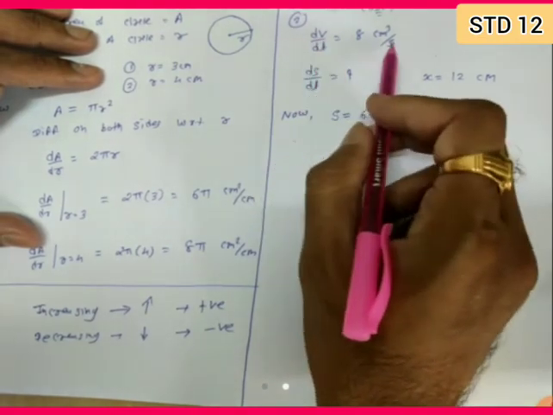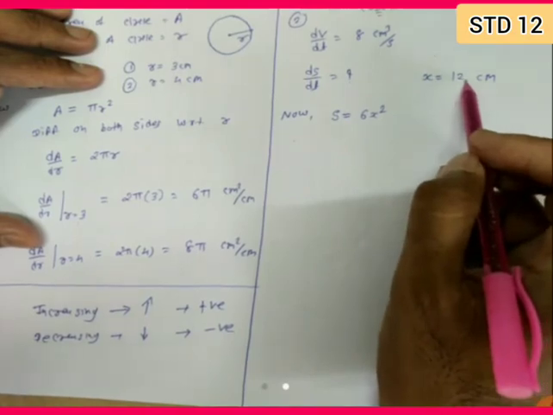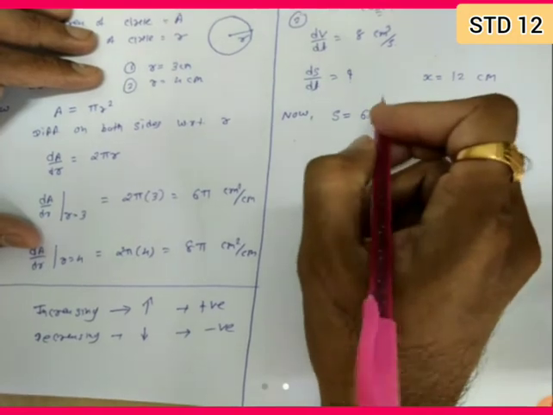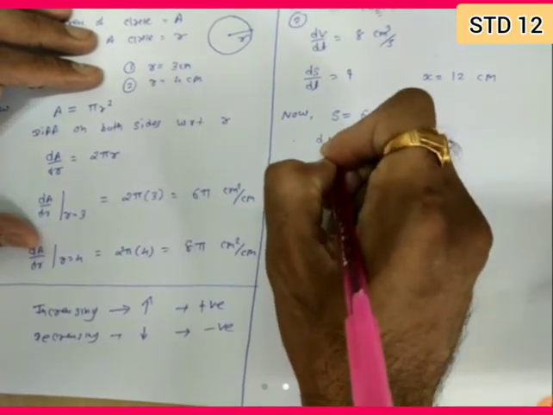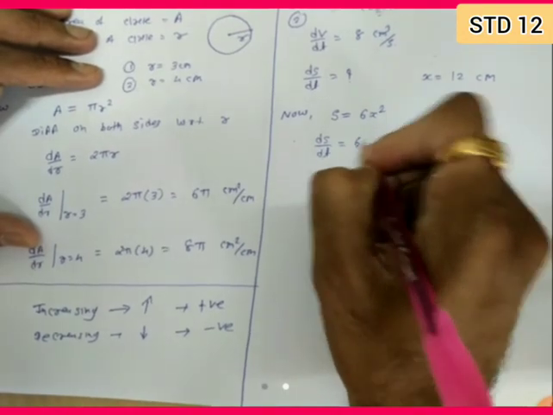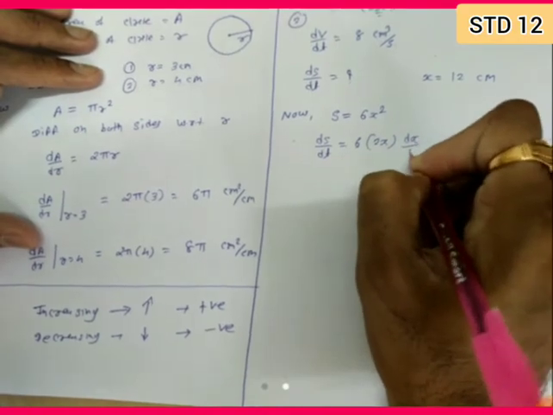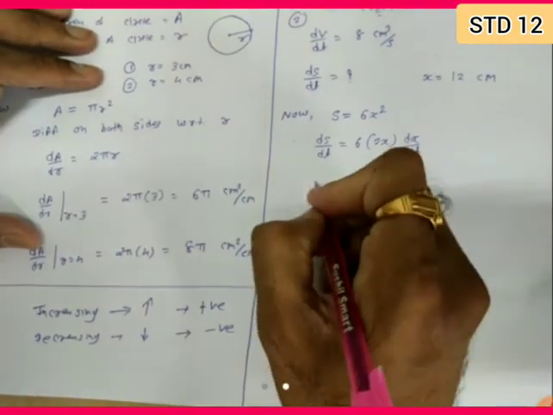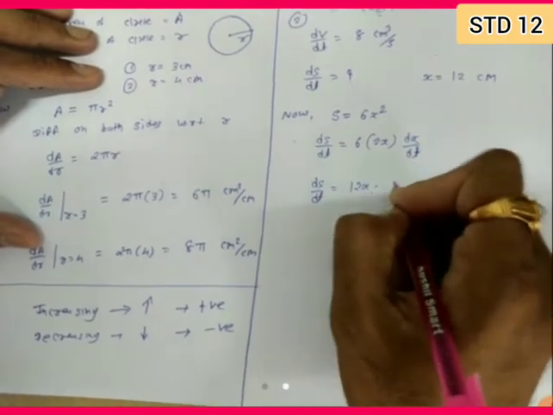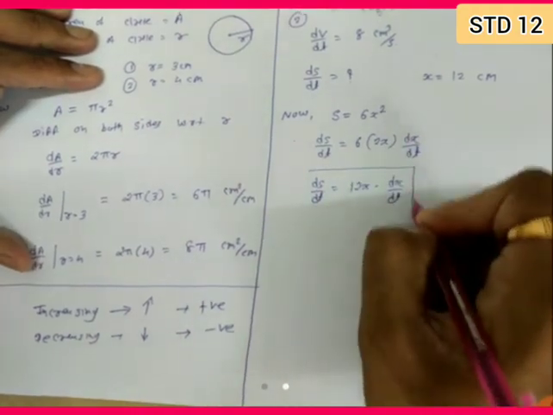Here our volume is changed with time. That means our edge is also changed with time. As the edge is changed with time, surface area is also changed with time. So differentiate on both sides with respect to t. So dS by dt is equal to 6, the constant. Differentiation of x square is 2x, and again differentiation of x with respect to t is dx by dt. So we're getting dS by dt equal to 12x into dx by dt. Say result 1.